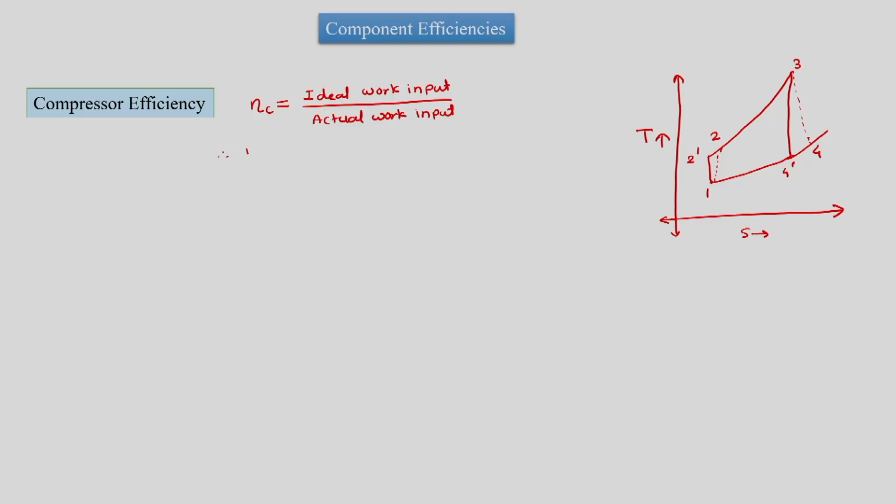So the efficiency for the compressor has ideal work in the numerator and actual work, which is higher than ideal, in the denominator. So compressor efficiency becomes (h2 dash minus h1) divided by (h2 minus h1). So it is Cp into (T2 dash minus T1) divided by Cp into (T2 minus T1). So the isentropic efficiency of the compressor is (T2 dash minus T1) upon (T2 minus T1).